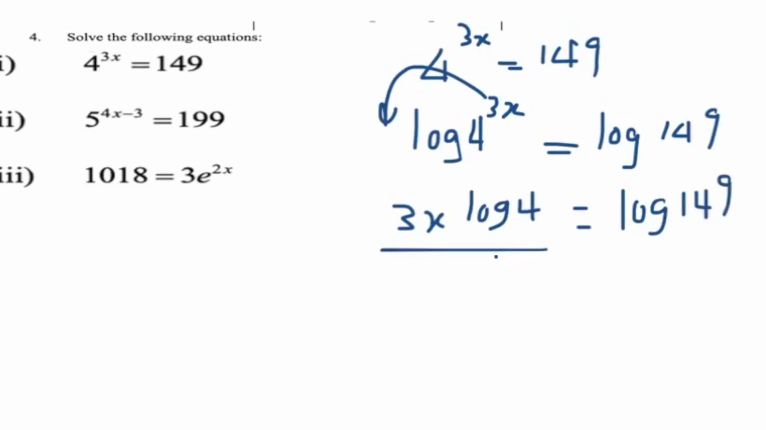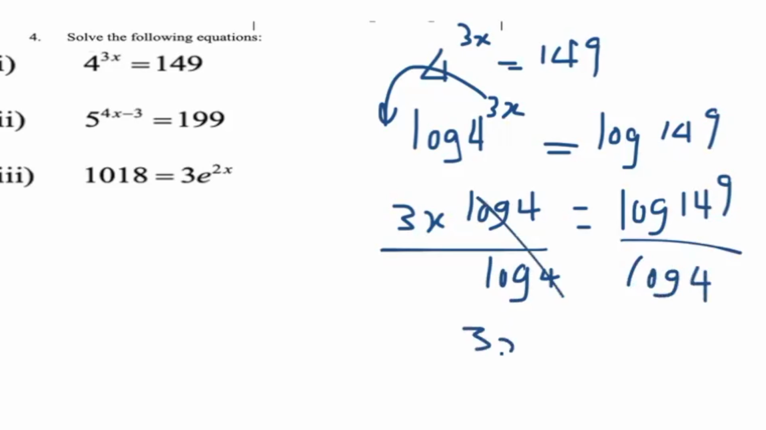Now, I'm going to divide both sides by log 4. So this cancels. So we have 3x equal log 149 divided by log 4. So we will take our calculator and go ahead and say log 149 divided by log 4. And I am going to round off to 2 decimal places. So my answer is going to be 3.61.